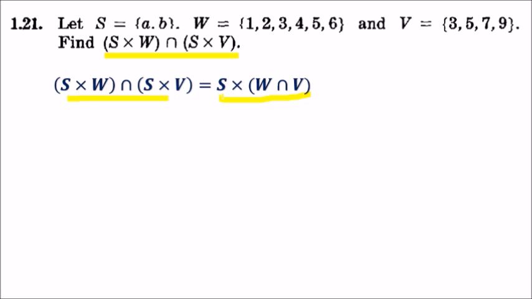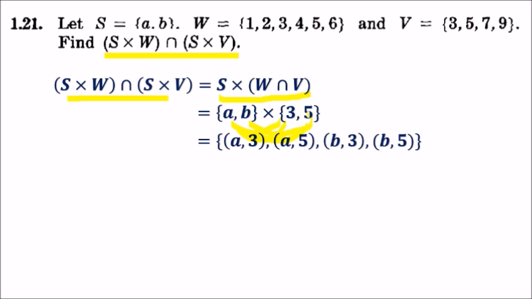So, this is easier to solve this way. We find first the S, that is A and B. And then the intersection of W and V, so 3 and 5. It is easier to multiply like this, right? So, A3, A5, and then B3, B5. That is our final answer.